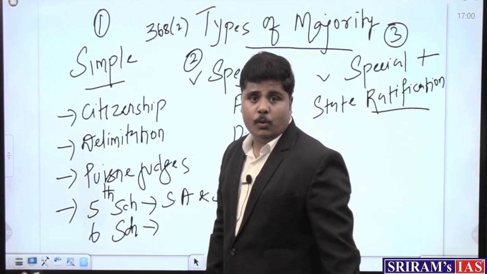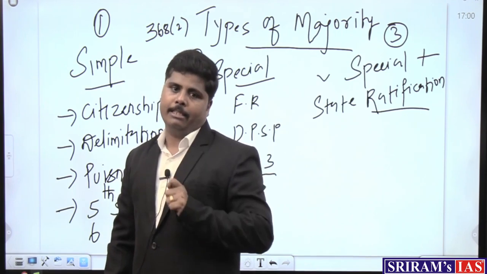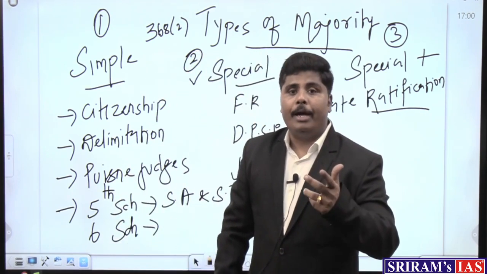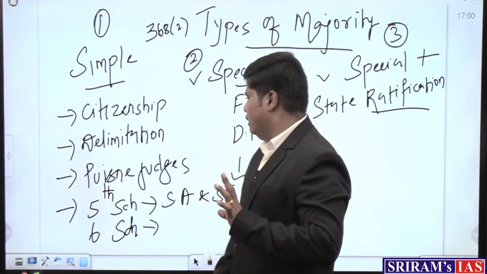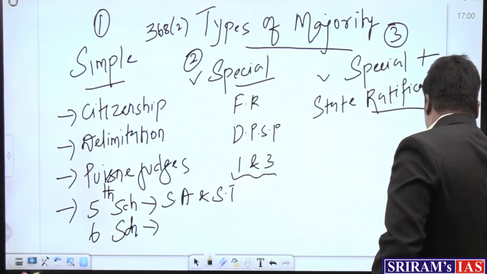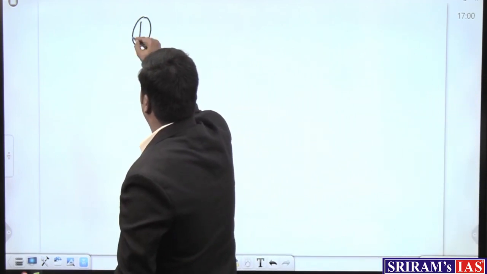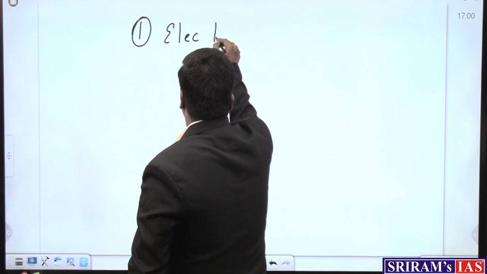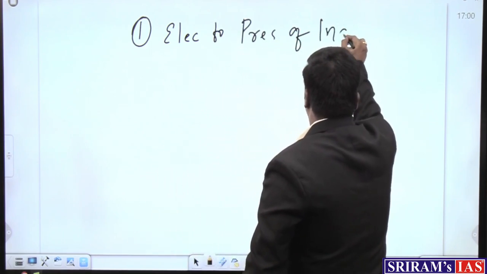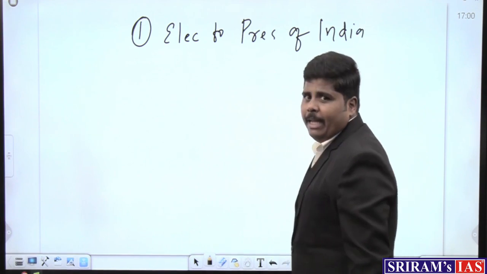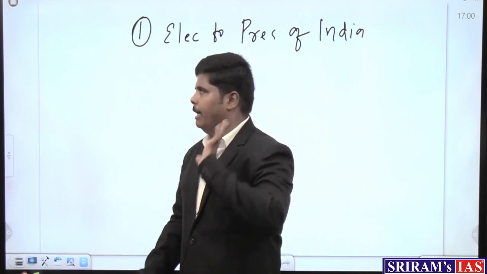Next we have special plus state ratification. There are some provisions where we need to get the consent of 50% of state legislatures. Where can we do it? I have a small list of items, I will show that to conclude this topic, where we can go for state ratification. Number 1, election of the President of India. If you want to make any changes in this, get the permission from 50% of states in India.